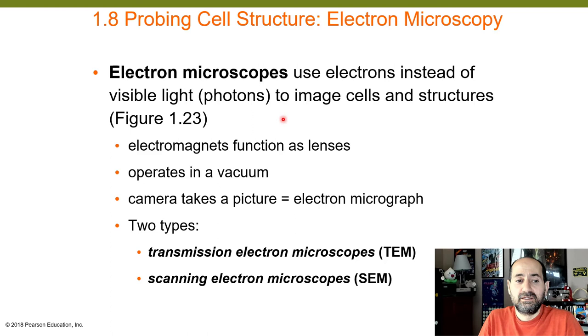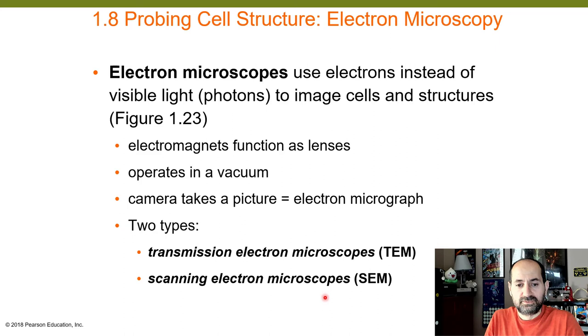And instead of glass lenses, which would just block the electrons, we use electromagnets as lenses. We have to operate these microscopes in a vacuum, because even air would block the electrons from doing their job. Instead of looking through the microscope and seeing the specimen, it's actually a photo sensor that receives that information. So the electrons hit a photo sensor, and that sensor sends the information to a television screen. And there are two types you need to know about. There are transmission electron microscopes, abbreviated TEM, and scanning electron microscopes, abbreviated SEM.